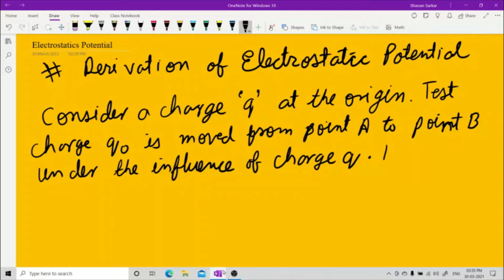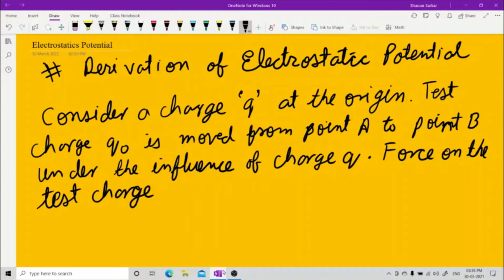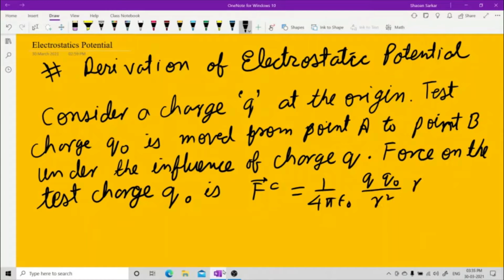Force on the test charge Q naught is Fc, the conservative force due to the electric field, which is 1 by 4 pi epsilon naught Q1 Q naught upon R square R cap.